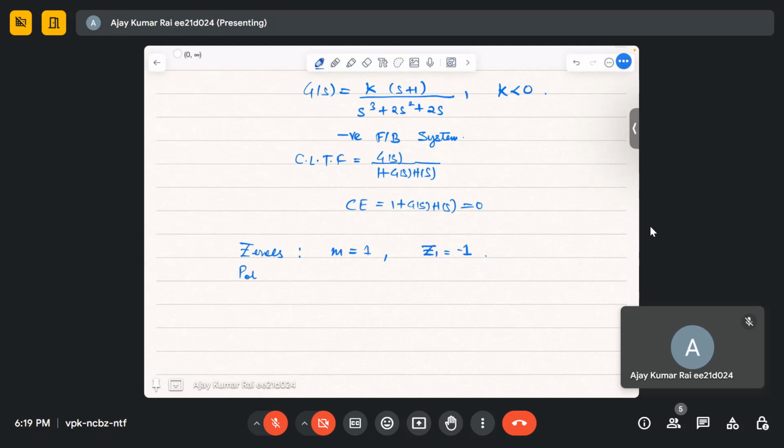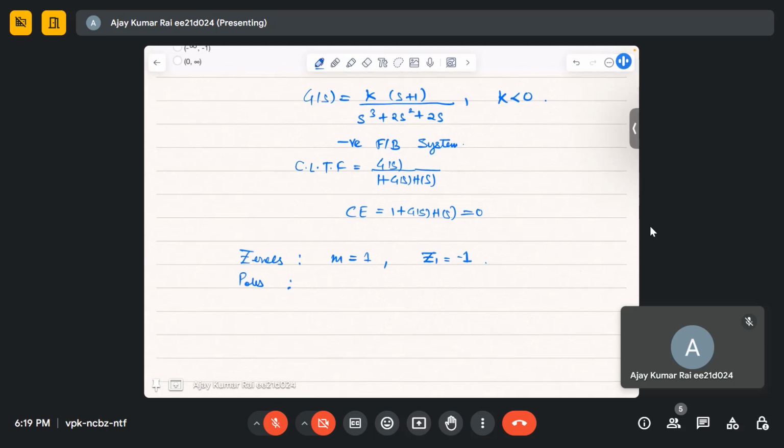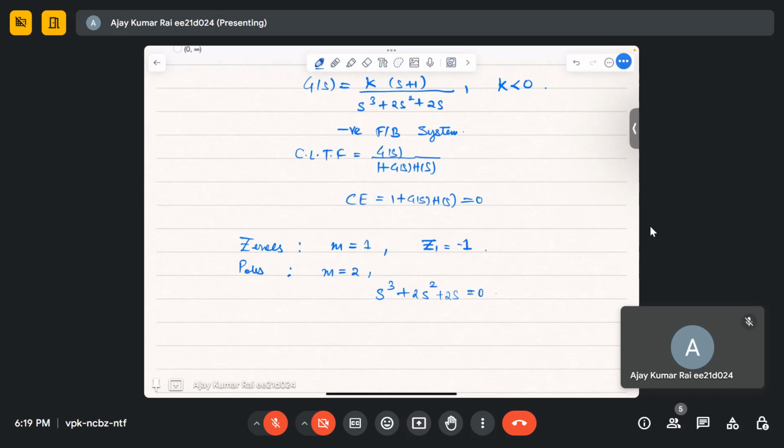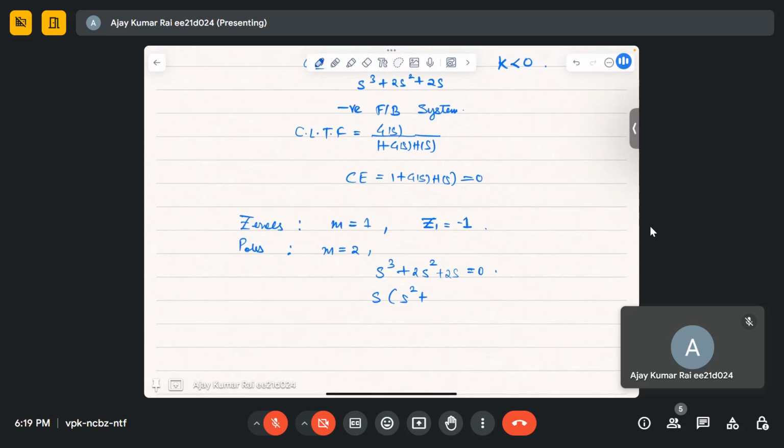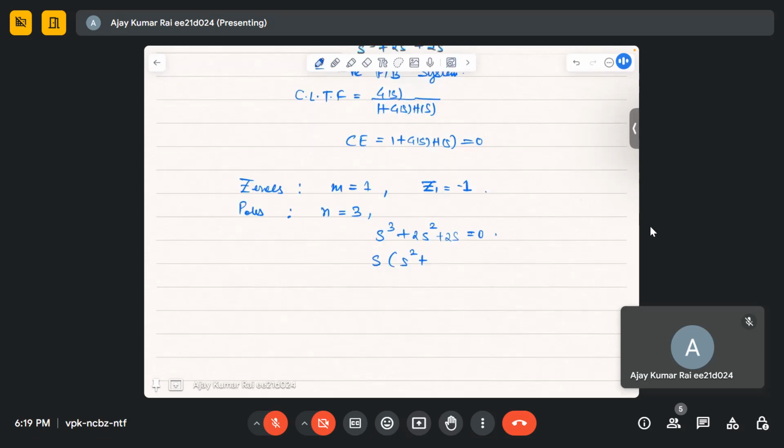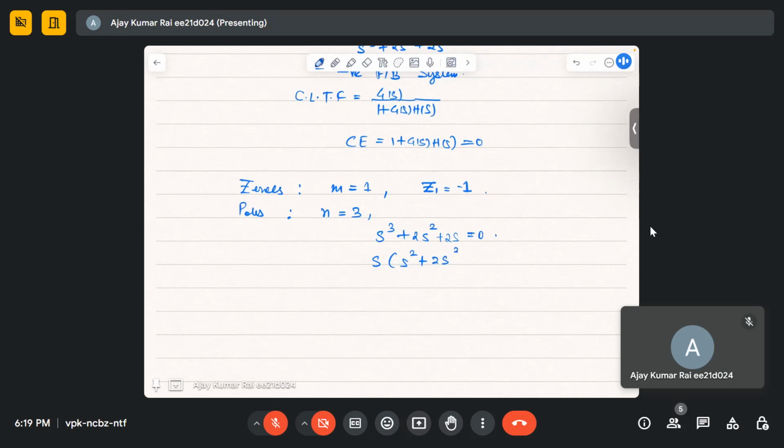And the poles: how many poles do we have? If you see this equation, s cube plus 2s square plus 2s, we have to find the poles. The degree is 3, it's a cubic equation, so we obviously have 3 poles. Let's find where they are.